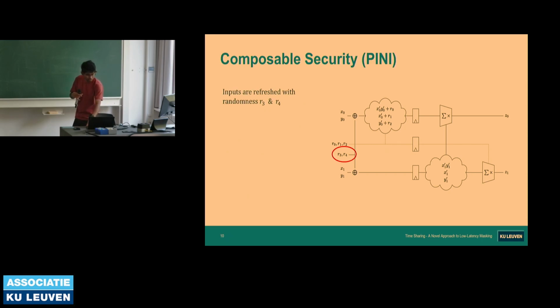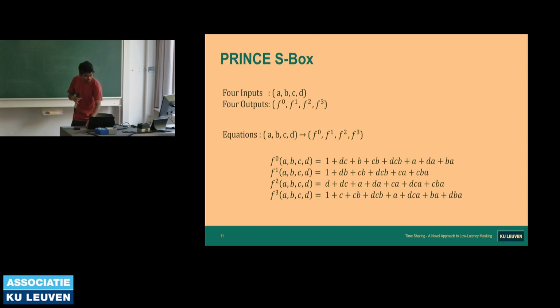I also refresh the inputs before I do any of this, which makes the gadget composable secure, as you can see with R3 and R4. It's a very small step, but it's kind of necessary. Of course, that was a very small example, and it's not really efficient, and our technique doesn't really work well if we just do AND gates. But it becomes more efficient if we mask something larger, like a Prince S-Box or an AES S-Box.